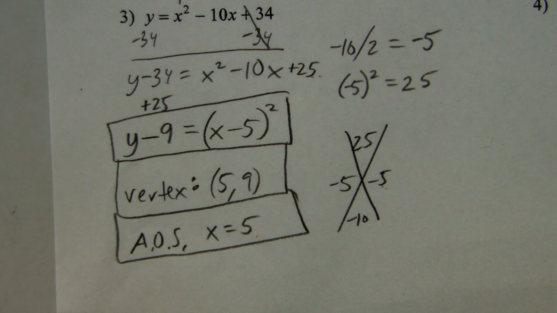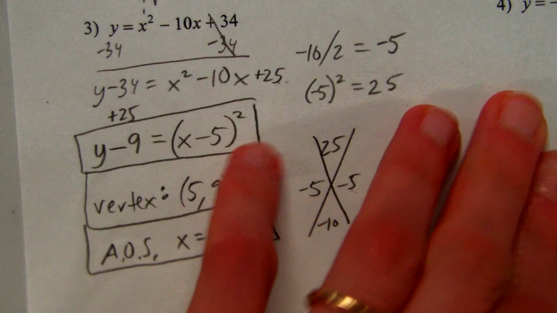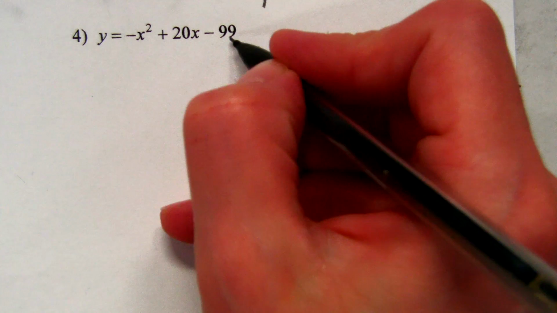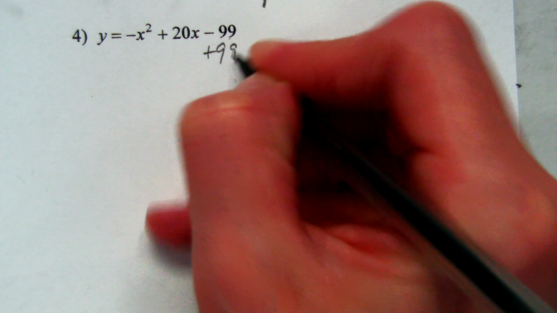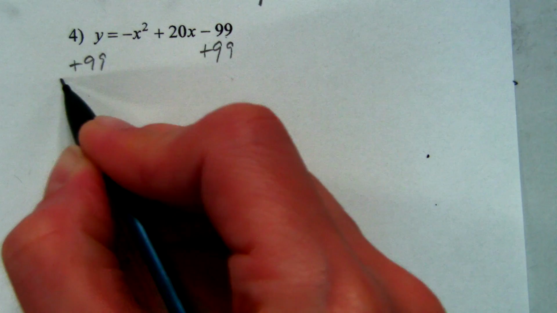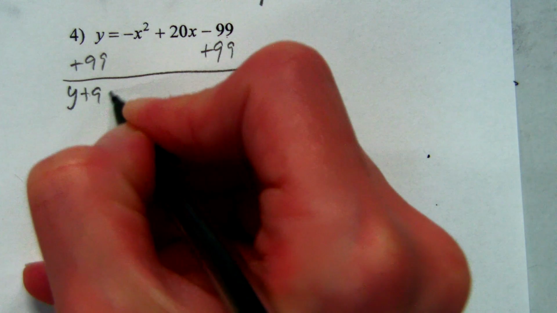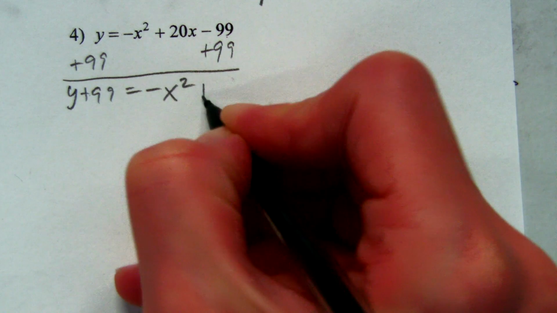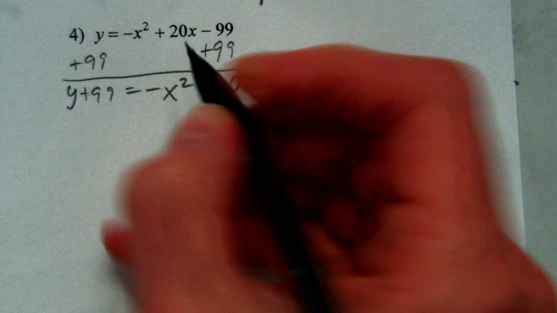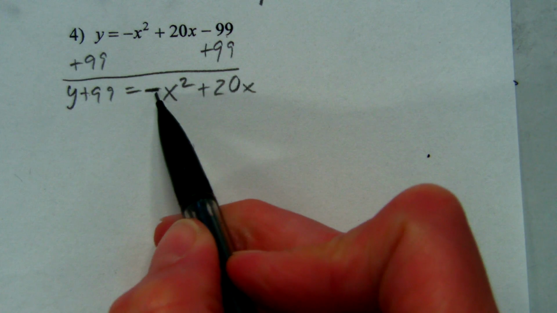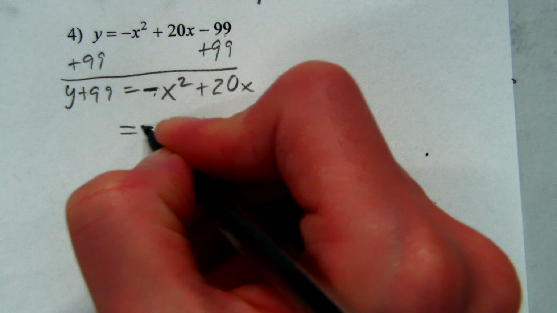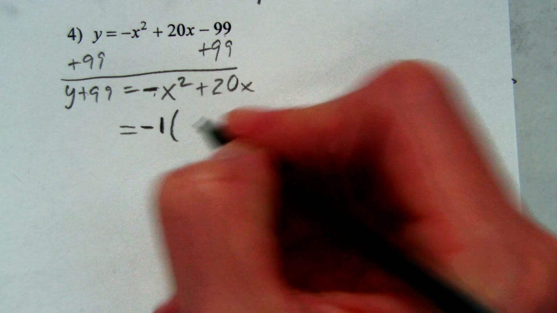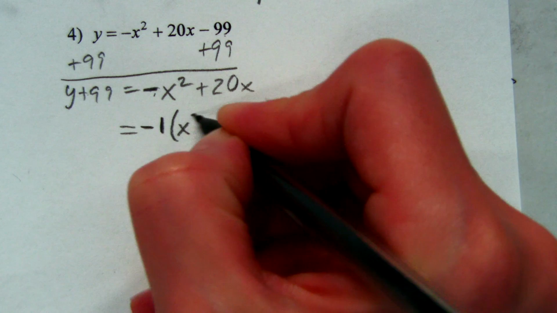So when we get to number 4, it starts the same and then it changes. So we're going to get the minus 99 out of the way. So since it's minus, we're going to add this time. So add 99 to both sides. And that gives us y + 99 = -x squared + 20x. You cannot complete the square while there's a negative sign in front of that x squared. It doesn't work. So what we're going to do is factor a -1 out of both terms. So that's going to make this x squared on the inside.